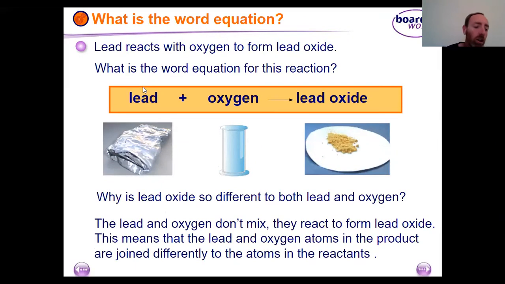The lead and the oxygen atoms in the product are joining differently to the atoms in the reactants. So the atoms that form lead and the atoms that form oxygen, when they react, they reform and form something new. Don't worry about the glove, it's for later. You've got the lead atoms, you've got the oxygen atoms. This is lead, this is oxygen, they look very different. But when they join and a reaction takes place, they form something new, which looks different to the original reactants. So that's what's happening.